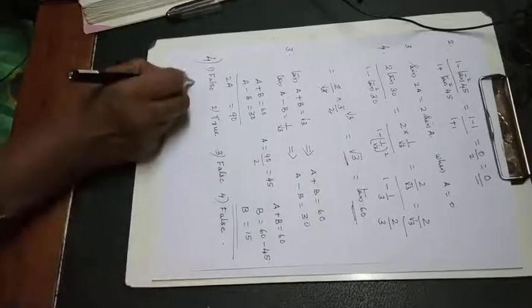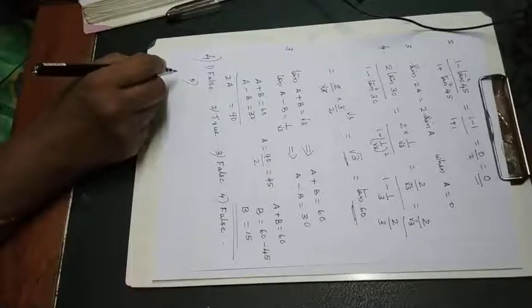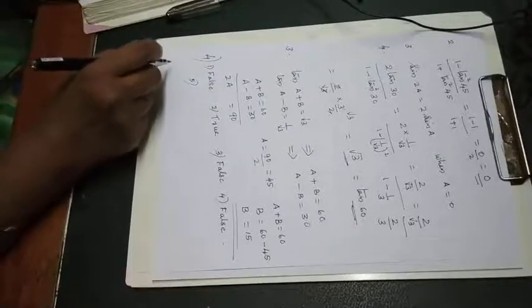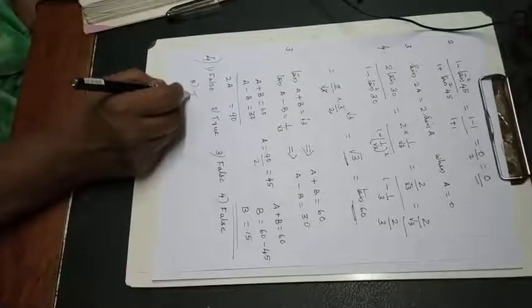Then fifth one, cot A is not defined for A equal to 0. Cot A is not defined for A equal to 0. That is true.